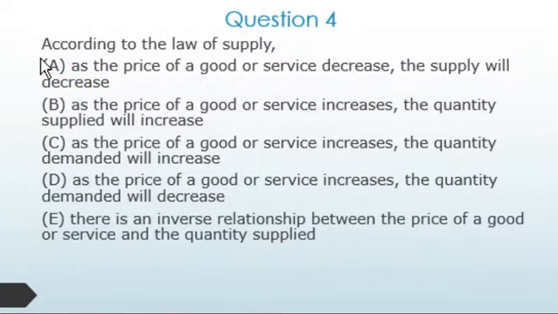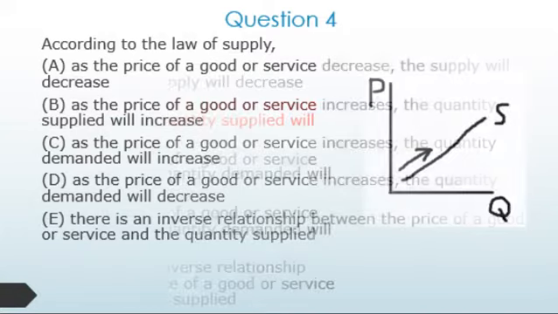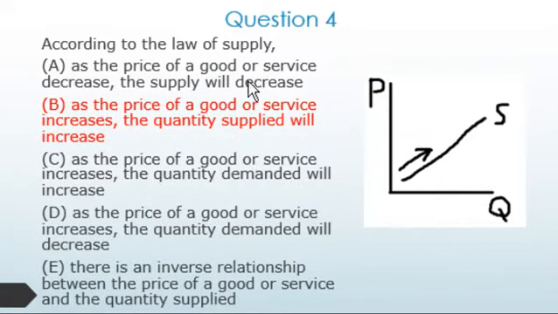So in question 4 we have, according to the law of supply, as the price of a good or service increases, the quantity supplied will increase. So this just represents an upward movement. Well, it's not a shift of a curve, it's just moving upward on the supply curve. As you move from one point here to a point up here, you have higher quantity and price of a good.